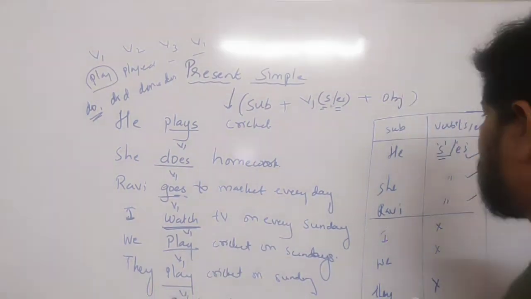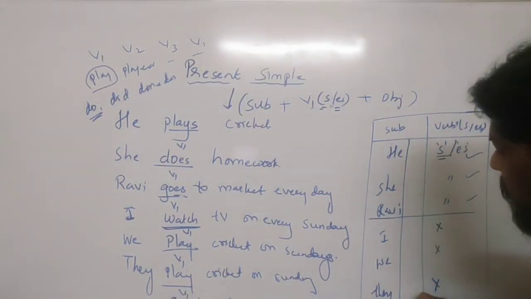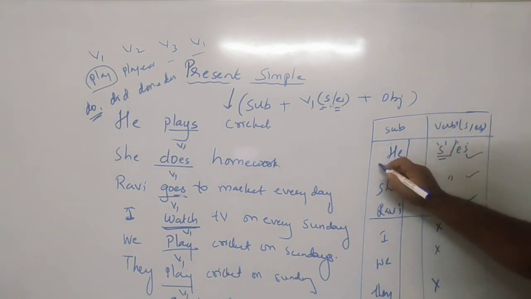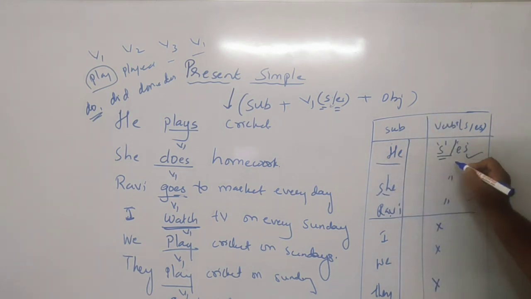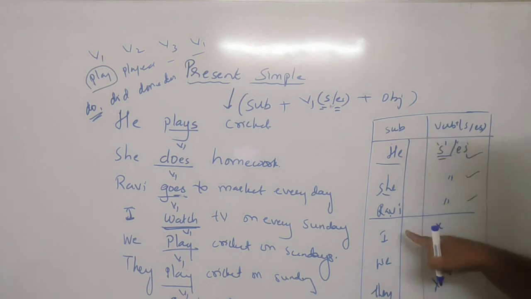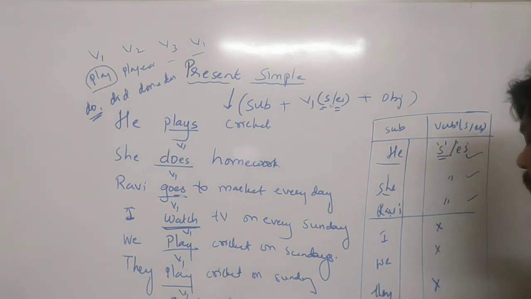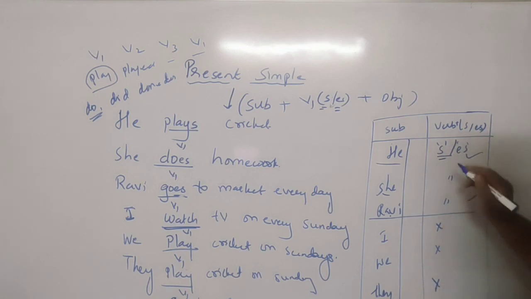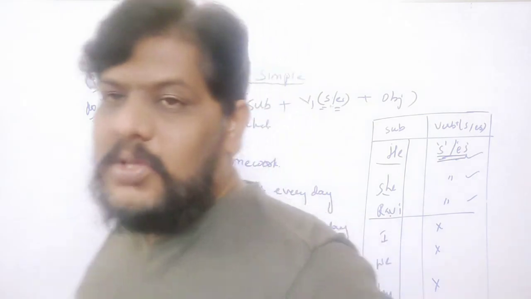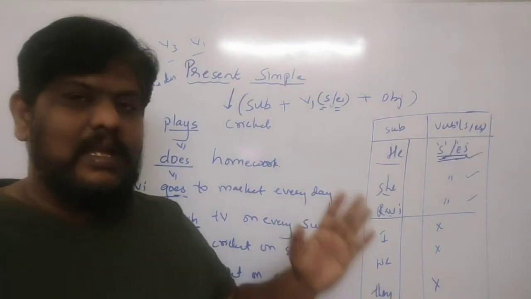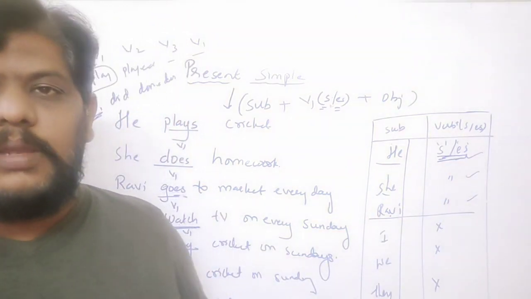So with this all used now, you can take the subject as he, she, and Ravi, and we can use the S or ES forms. But when you're taking the subject as I, we, they, you cannot add those S or ES to them. These are the basic things which you have to keep in your mind.